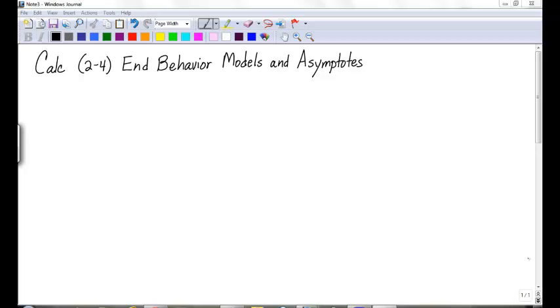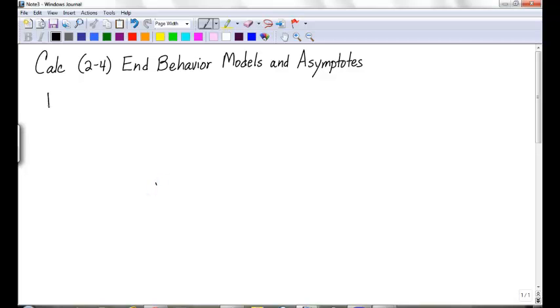Okay, this is on end behavior models and asymptotes, and we're going to spend more than one day on this. Today we're going to spend the time on end behavior models, and then we'll do end behavior asymptotes the next time. First I want to go through the definition of what they call an end behavior model, and then I'll go through an example.